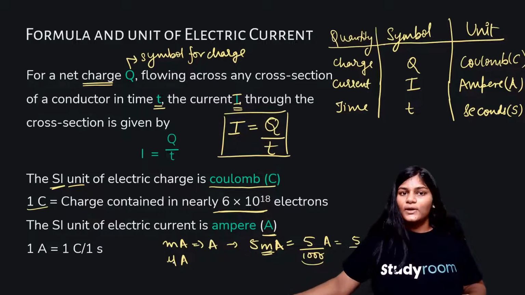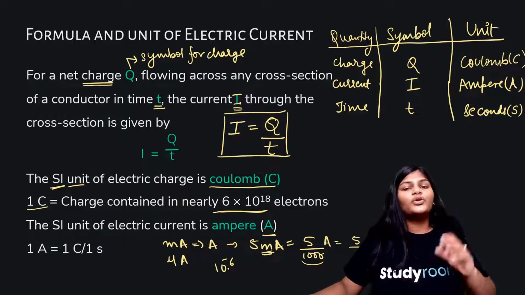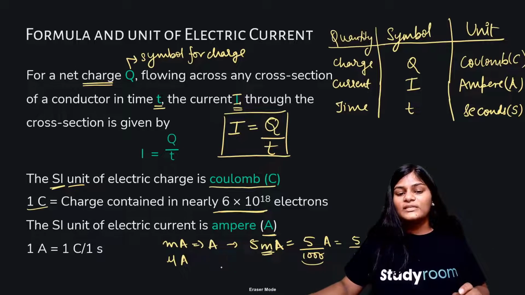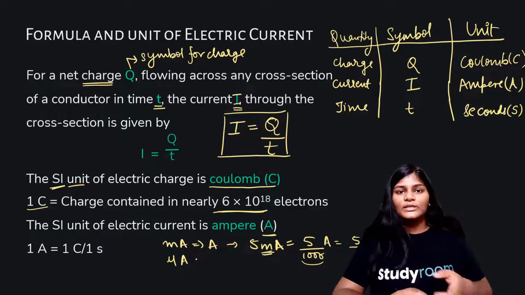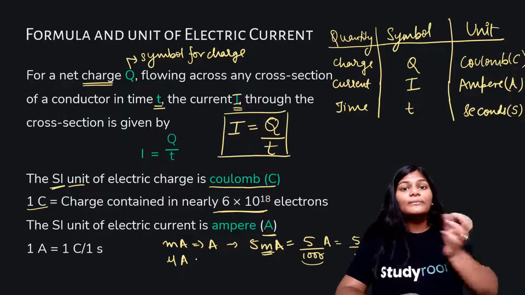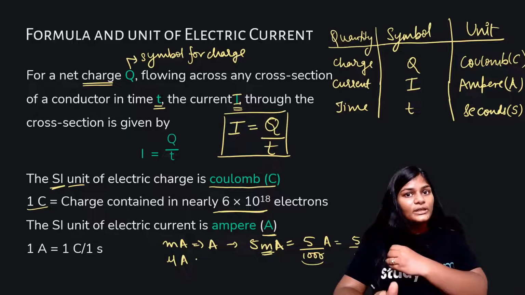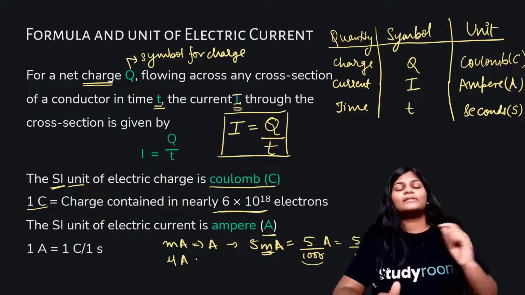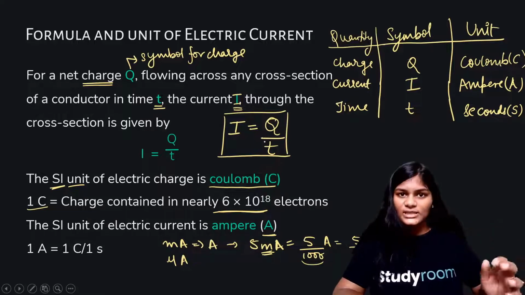Similarly, micro is 10 to the power minus 6. You don't need to know about that right now, but milli is a very common conversion because you've learnt about millimeter to centimeter conversion and millimeter to meter conversion. So like millimeter to meter, you go 10 to the power minus 3. Similarly, milliampere to ampere, you multiply by 10 to the power minus 3. Okay.